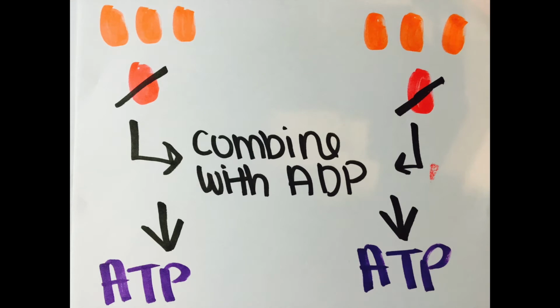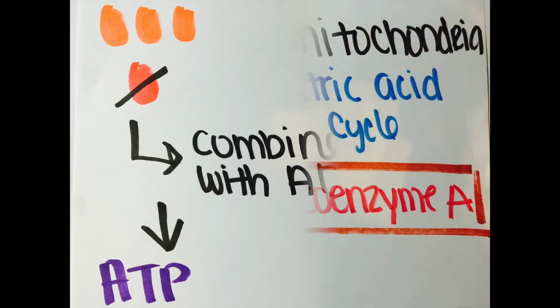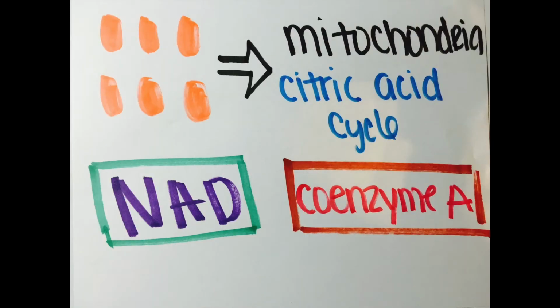Next, the final 2 phosphate groups break off of the molecules and combine with ADP to make ATP. Now, each pyruvate molecule goes into a process in the mitochondria called the citric acid cycle.